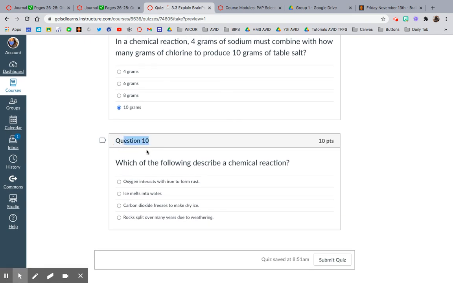And last but not least, question 10, yay! Which of the following describes a chemical reaction? Is it oxygen interacting with iron to form rust? Is ice melting into water? Is carbon dioxide freezing to make ice? Or rock splitting over many years? And think about chemical reaction, not physical, chemical.